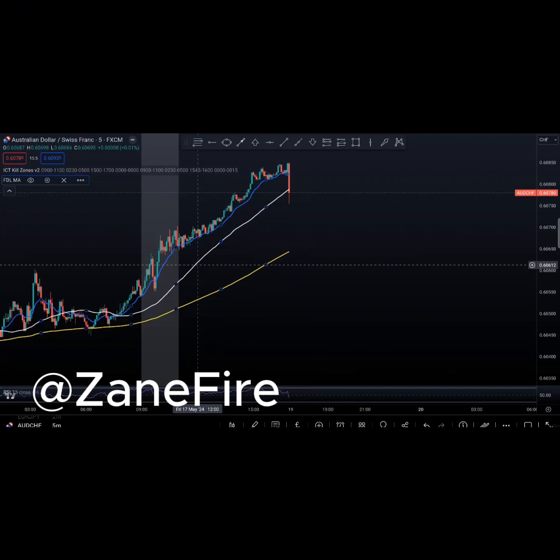Also, you can add, of course, as many moving averages as you want to on Pocket Options. I just don't like the interface, so I like to trade on TradingView. Well, look at the market on TradingView and then place my trades on Pocket Options.